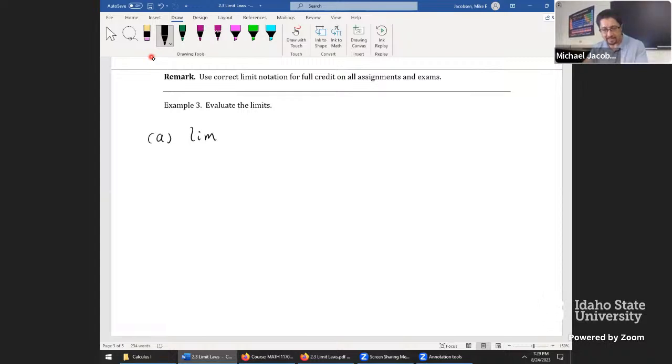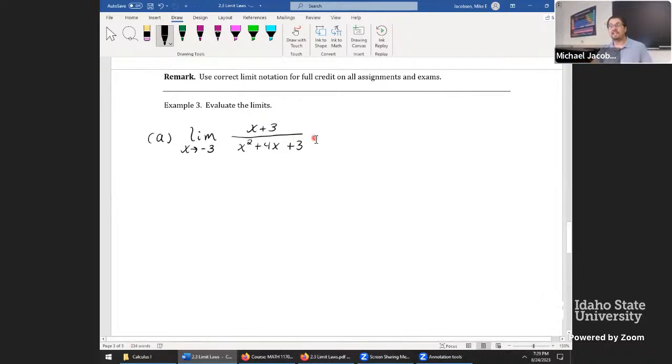Let me read that carefully. X approaches -3 of this function, x plus 3 divided by x squared plus 4x plus 3. So that's our limit we'd like to take. And when you see this function, that's kind of exciting in a certain sense, because this is a specific kind of function. Anyone happen to know what type of function it is?